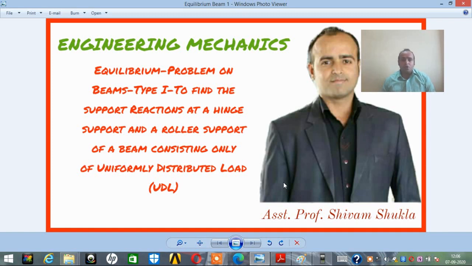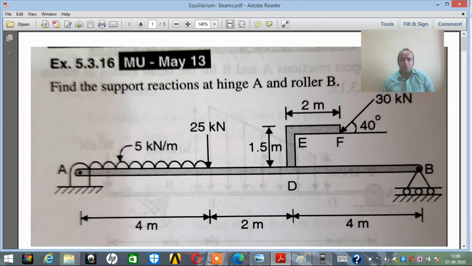Type 1 problem: to find the support reactions at a hinge support and a roller support of a beam consisting only of a uniformly distributed load, that is UDL. It is also known as rectangular loading. Let's see how the question statement goes. Question asked in Mumbai University, May 2013, 8 marks.